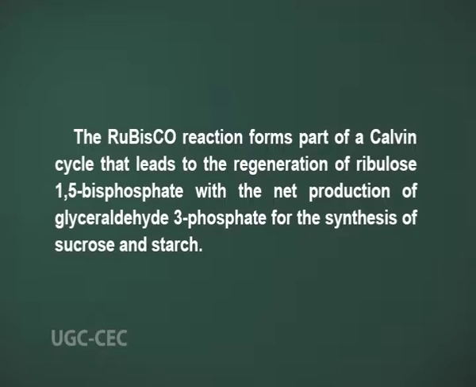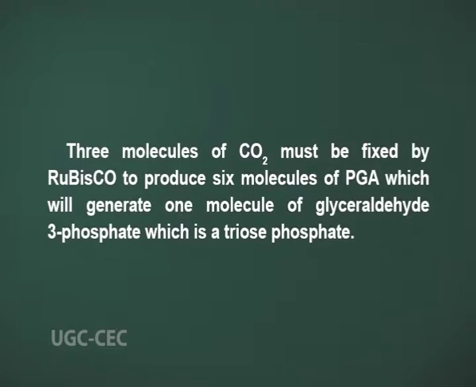with the net production of glyceraldehyde 3-phosphate for the synthesis of sucrose and starch. 3 molecules of carbon dioxide must be fixed by the rubisco to produce 6 molecules of PGA, which will generate 1 molecule of glyceraldehyde 3-phosphate, which is a triose phosphate.